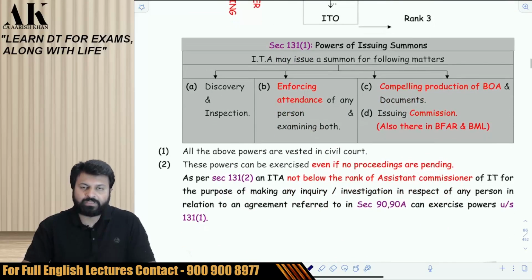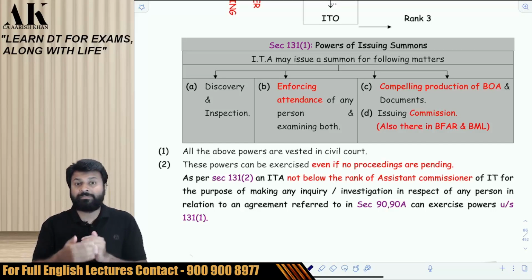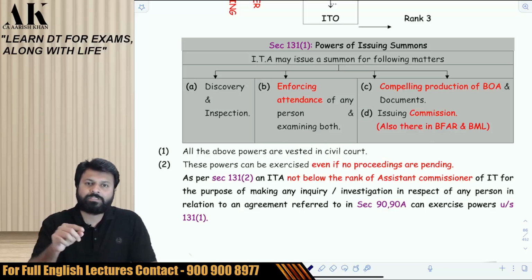Coming to the first power of the income tax authority under section 131 subsection 1, this is the power to issue summon. So the department has the power to issue summon. Generally, the power to issue summon is with the courts, is with the civil courts. But under income tax law also, the government has been given the power to issue summon in certain cases. Now, what are the cases under which the summon can be issued? First is if the department wants to discover or inspect something. So for the purpose of discovery and inspection, they can issue summon.